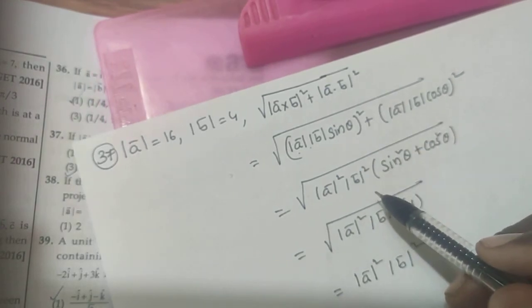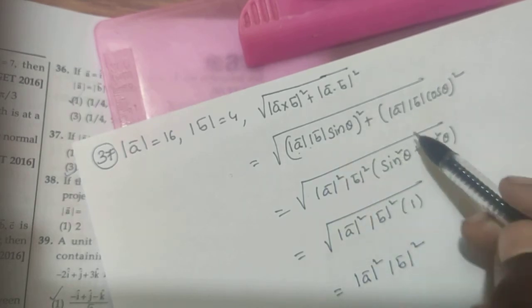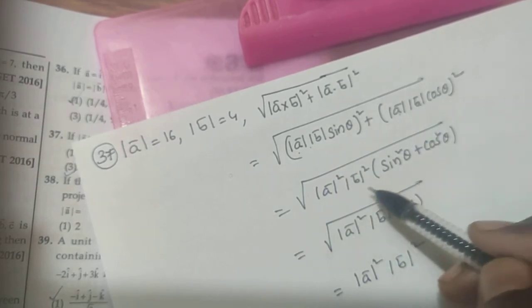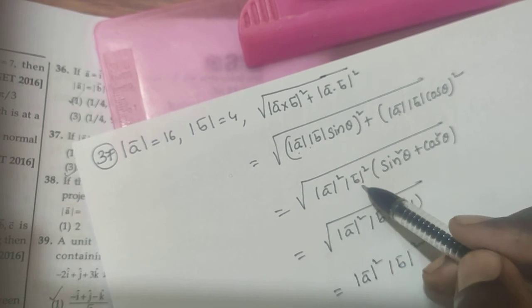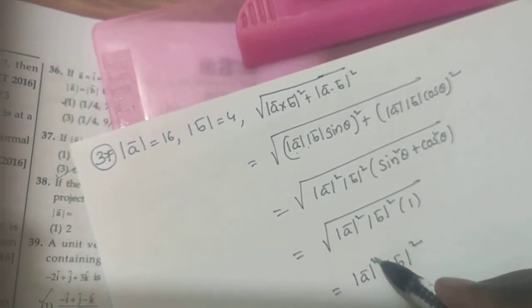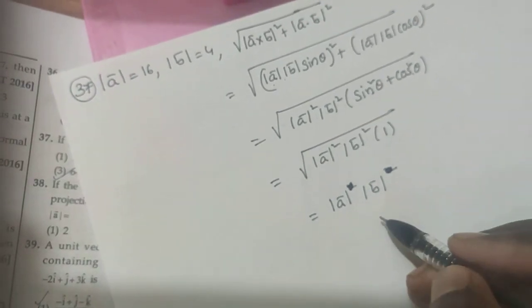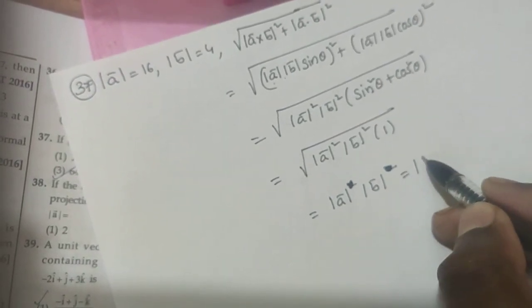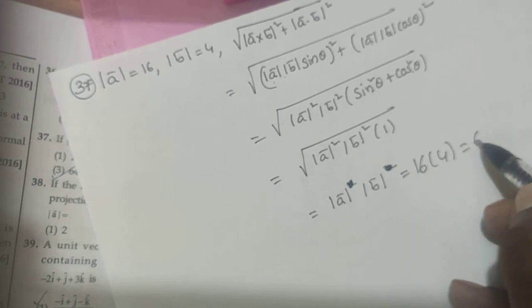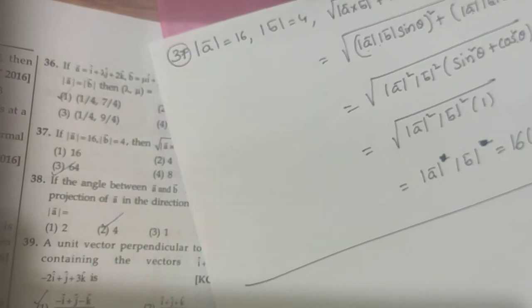Squaring on both sides, then what will you get? Mod a whole square mod b whole square sin square, mod a whole square mod b whole square cos square. I am taking mod a whole square mod b whole square common, sin square plus cos square is 1. Square and root cancel. Here what will we get? Mod a into mod b will get. Mod a into mod b means 16 into 4. Then the answer will be 64 for this question number 37.